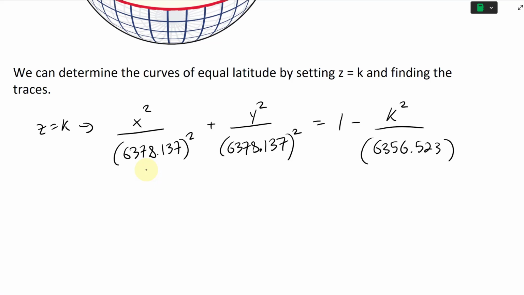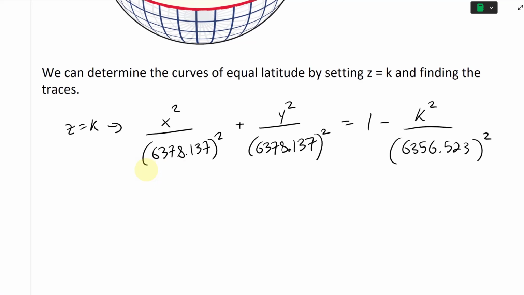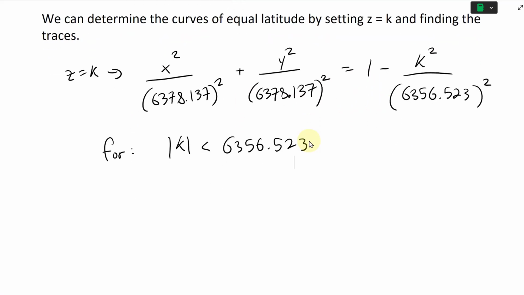Yeah, that's right, squared. So that's our equation. And this is for the absolute value of k being less than 6356523. So this right here is going to be positive. It's less than, so it's always going to be positive. In other words, we're going to get a circle everywhere.